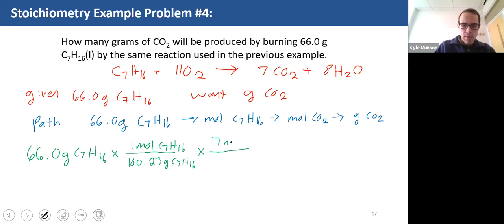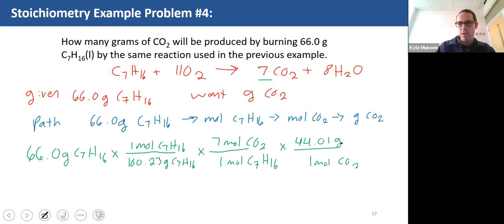Okay, this is from the molar ratio: 7 moles of CO2 for every 1 mole of the heptane. And then for every 1 mole of CO2, we can find its molar mass, which I think we calculated before in another problem, 44.01 grams of CO2. That's what I have written down here.